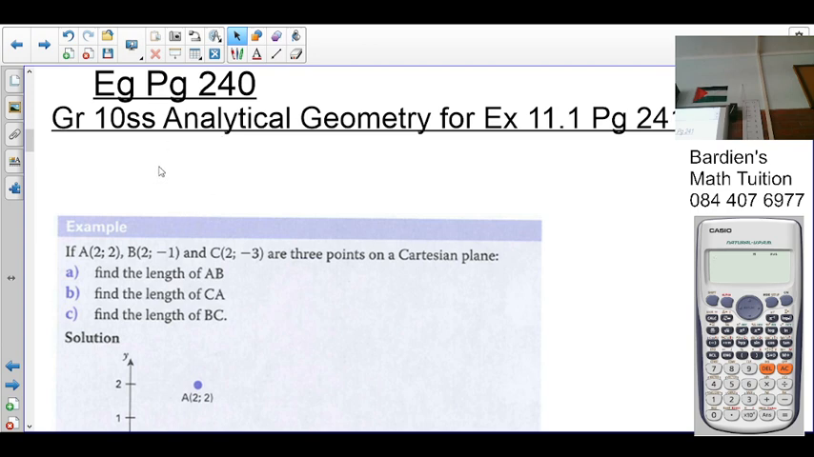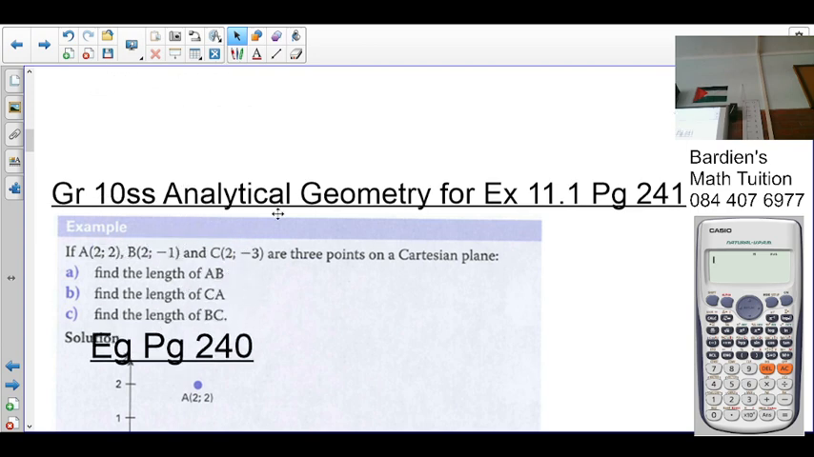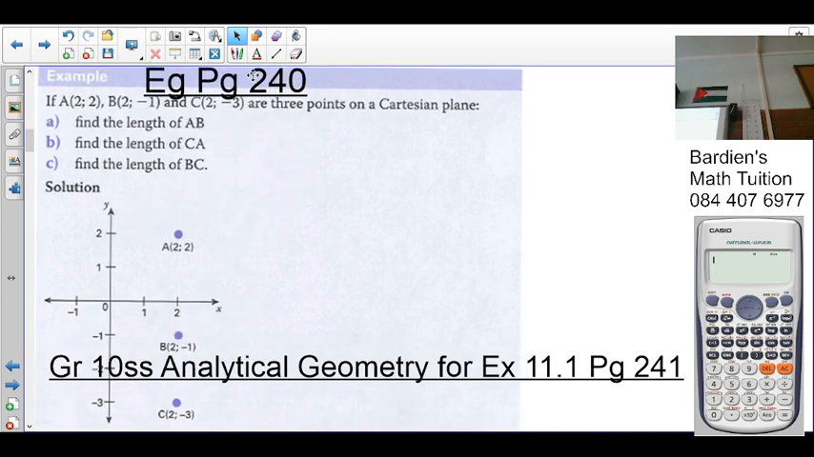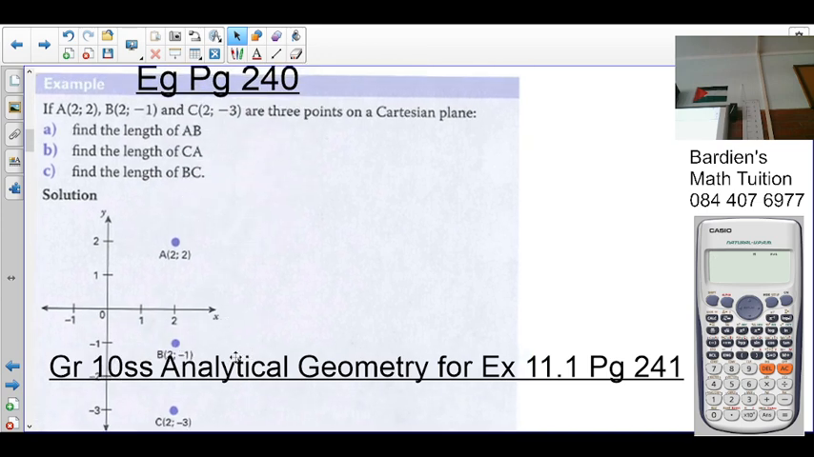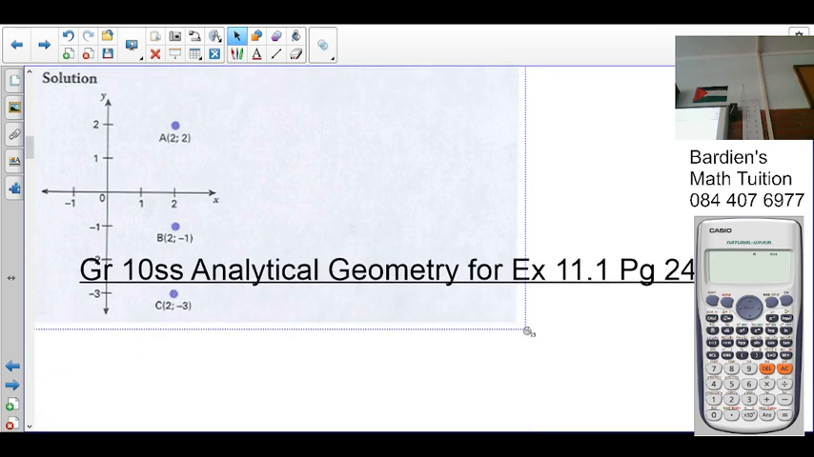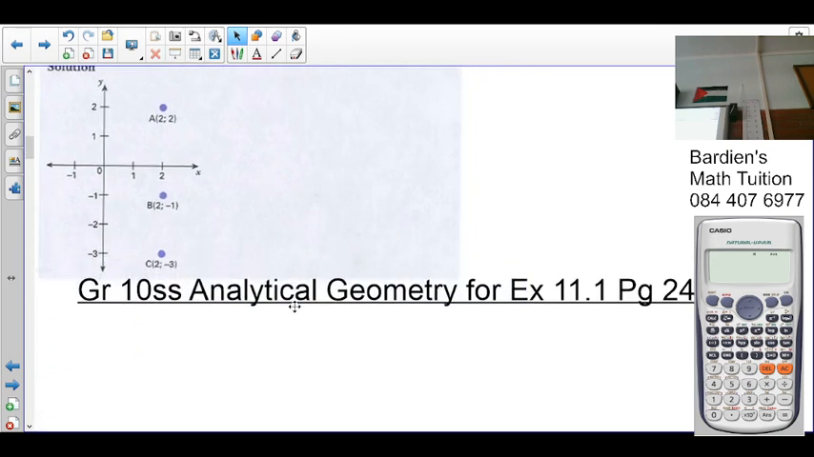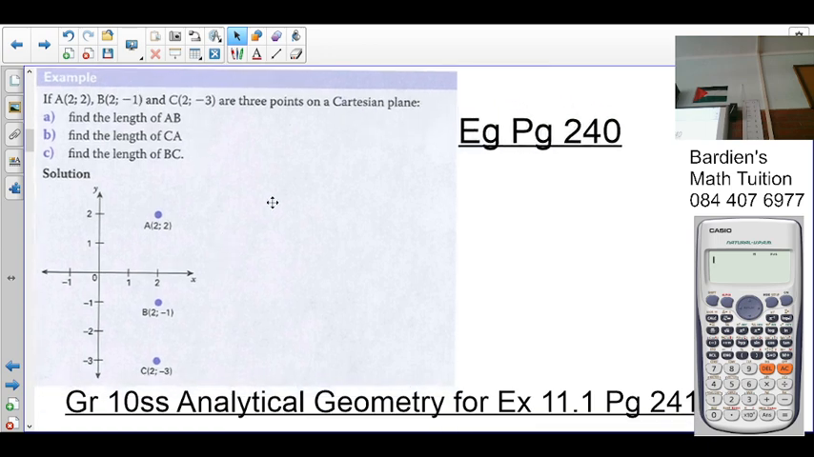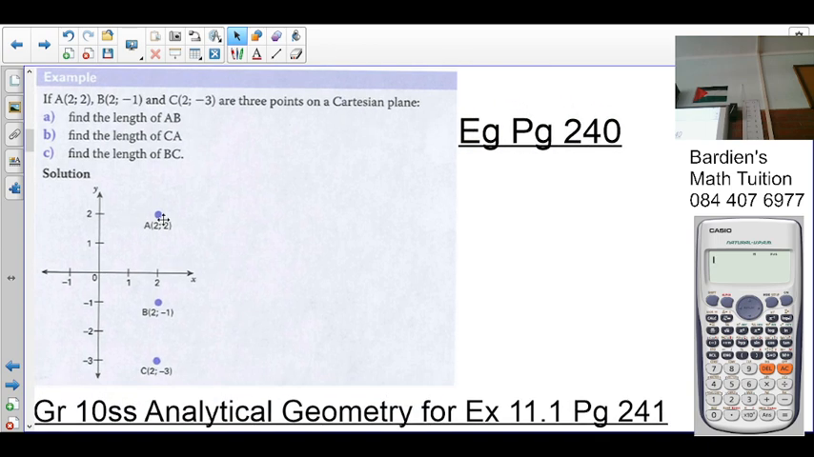Let's look at the next example. It's also on page 240. We are told that A, which is 2 and 2, B, which is 2 and -1, and C, which is 2 and -3, are 3 points of the Cartesian plane. Let's calculate the length of AB.